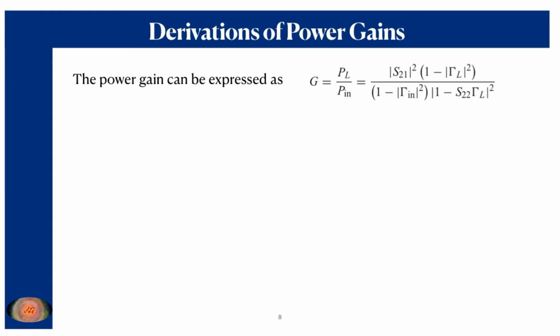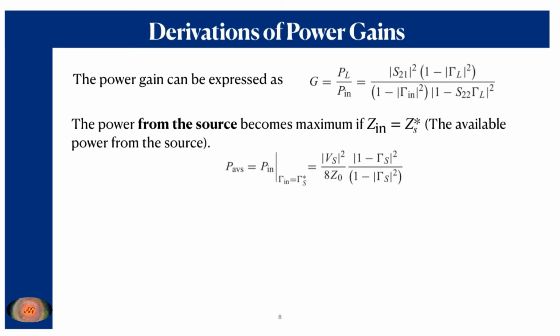Now, the definition of the ordinary power gain, which is defined as the power dissipated across the load divided by the average power delivered to the network, can be obtained as shown in this expression. The maximum power, or the available power from the source, will be equal to the input power when the source impedance is matched with the input impedance. Basically, this matching is conjugate matching. So when this conjugate matching takes place, this power will be maximum.